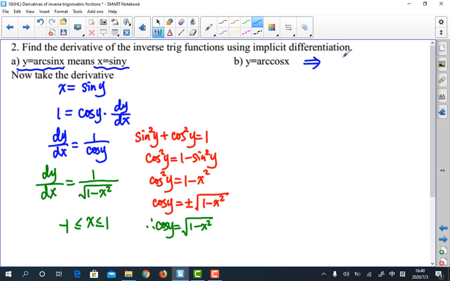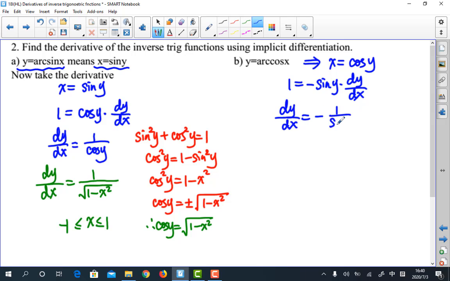Let's change this form back to x equals cosine y, and use implicit differentiation to differentiate it. So 1 equals negative sine y times dy over dx. Therefore, dy over dx equals negative 1 over sine y. Sine squared plus cosine squared of y equals 1, so sine squared y equals 1 minus cosine squared y. Sine squared y equals 1 minus x squared.